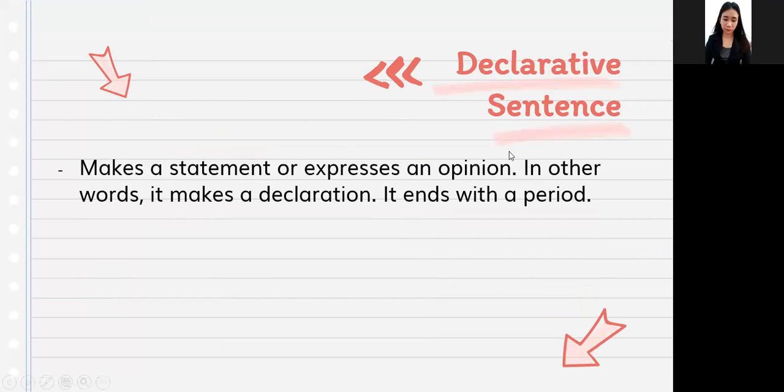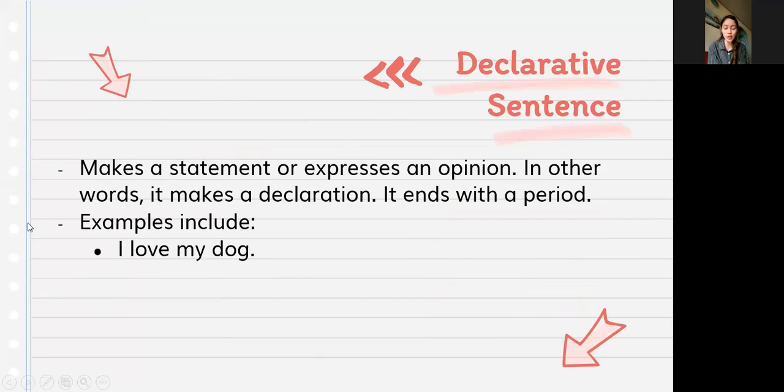Who can read the meaning of declarative sentence? Miss Panibawan, can you read? Yes, Miss. Declarative sentence makes a statement or expresses an opinion. In other words, it makes a declaration. It ends with a period.